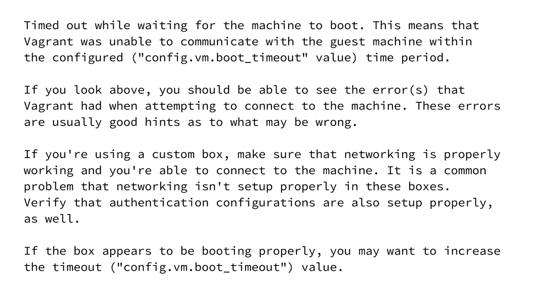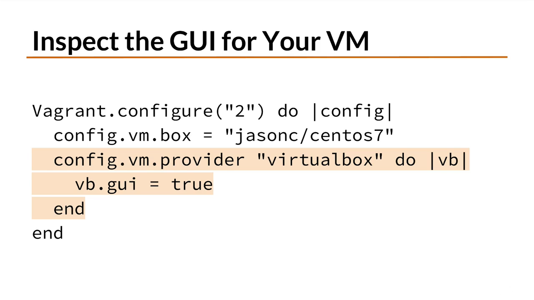Another reason you might see the previous error message about the config.vm.boot_timeout setting is because the virtualization settings for your processor haven't been enabled in your BIOS. You can confirm this by looking at the VirtualBox window for your virtual machine, also known as the GUI or Graphical User Interface. The easiest way to do that is to add the configuration on your screen to the Vagrantfile and then run vagrant reload.